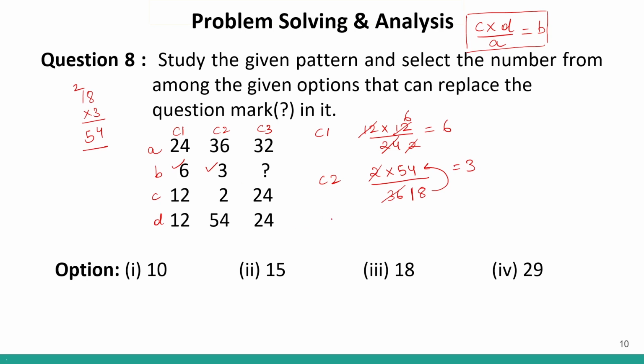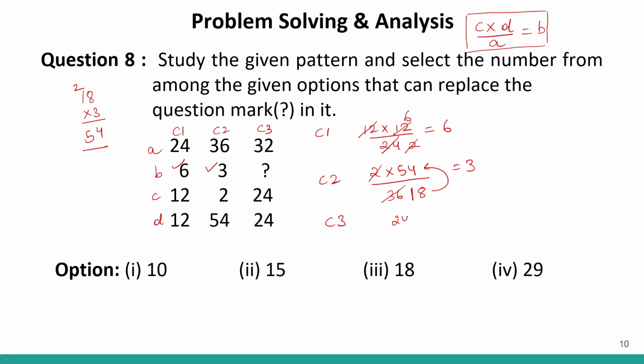Now we'll check for column number 3. So in column number 3, basically we'll have 24 into 24 divided by how much? 32. Correct? So now following, this will be 12 and this will be how much? Or if you take the table of 8 or 4, 4 8s are 32 and 4 6s are 24. This will be 3, this will be 4.